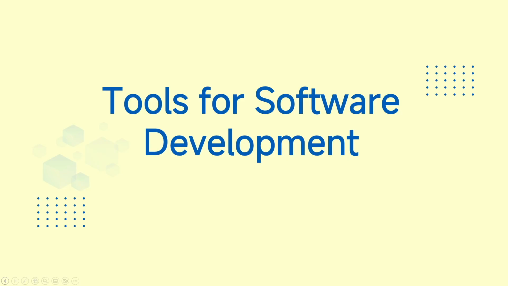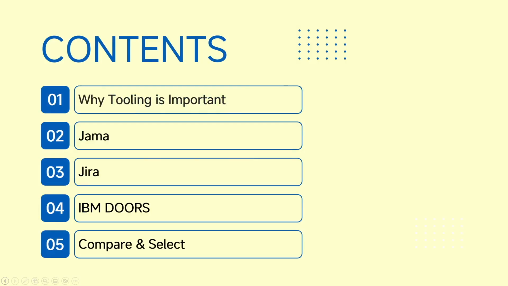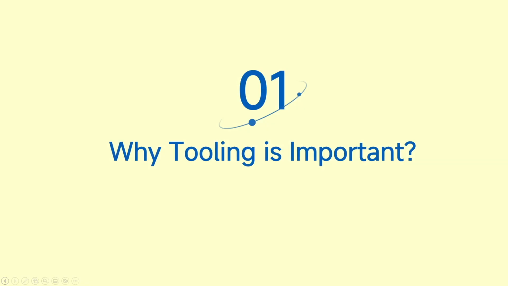In this lecture, we will discuss the tools that are available for software development. So, the agenda is we will learn why tooling is important, the three important tools JAMA, Jira and IBM DOORS, followed by a comparative study and selection of which tool would be appropriate for the project type. So, why is tooling important?